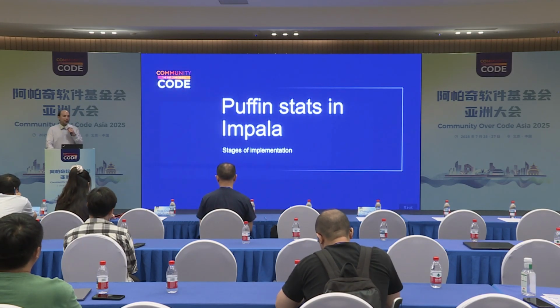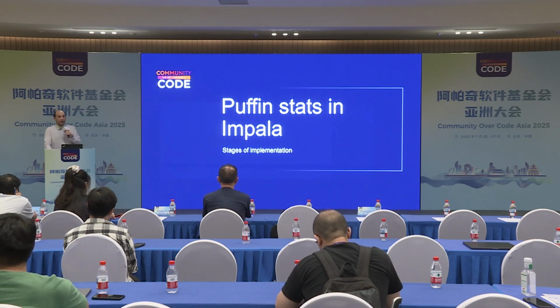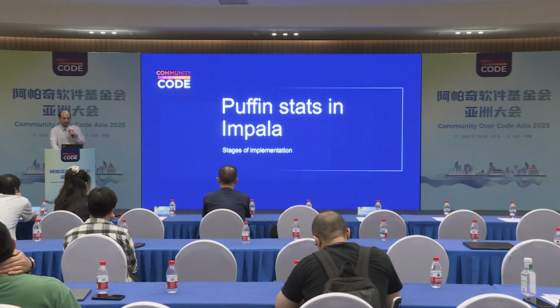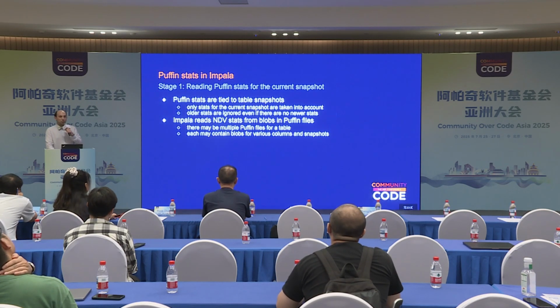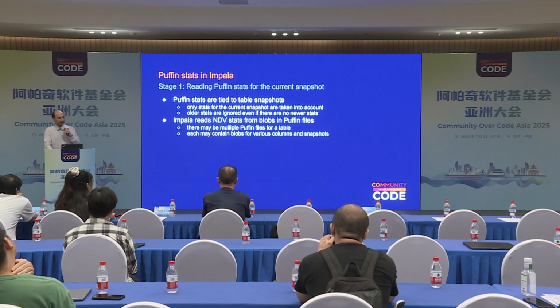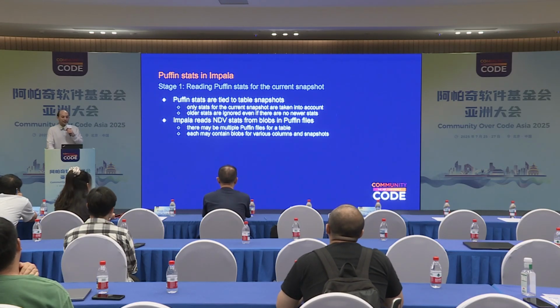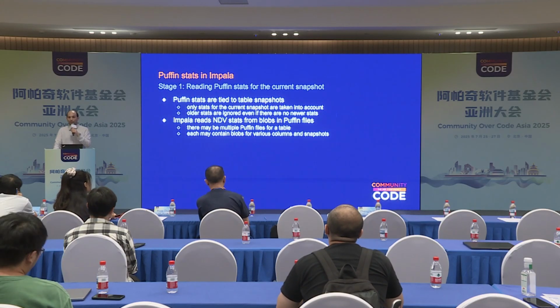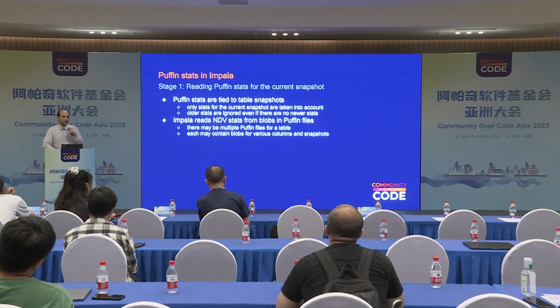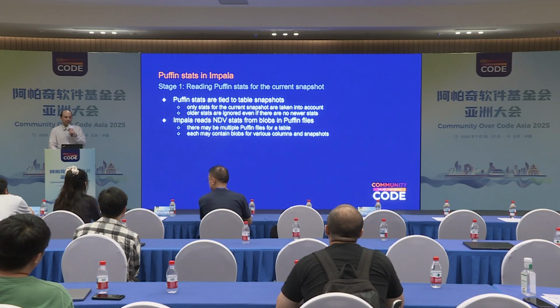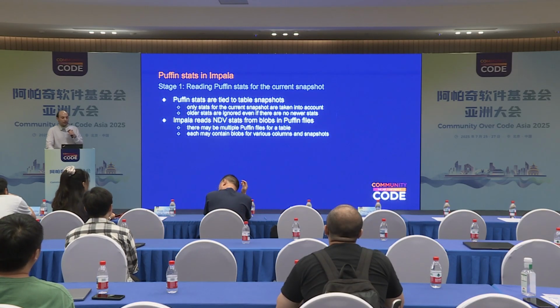So now let's turn to how we implemented reading Puffin stats in Impala. We mostly had three stages. The first stage was just starting up. At this stage, we only cared about current statistics. So if you have Puffin stats for a column for the current snapshot, then we use it. If you only have it for some of the previous snapshots, then we just ignore it at this stage. This is pretty simple to implement, so it was a good start.